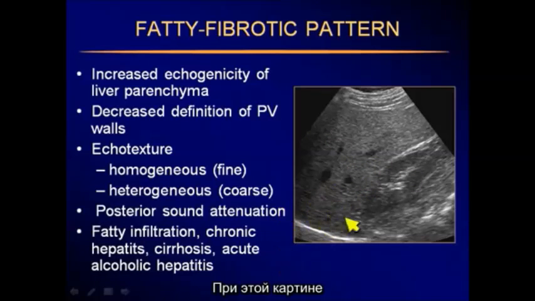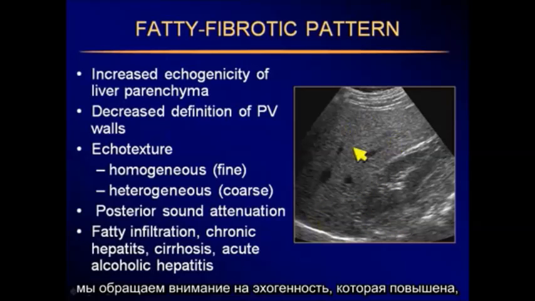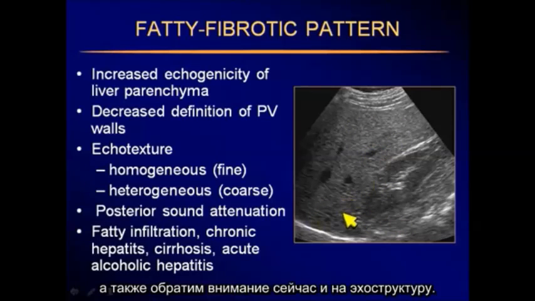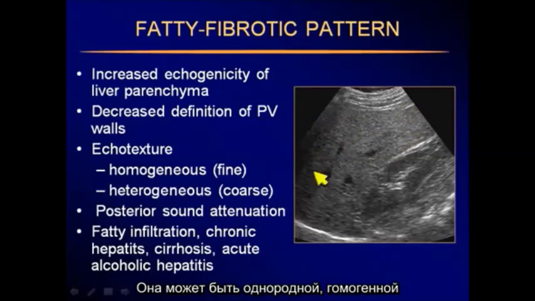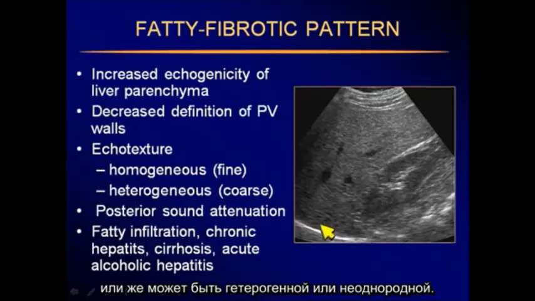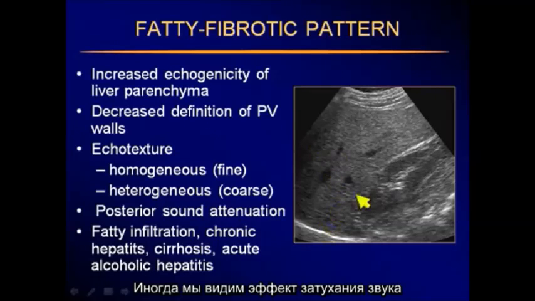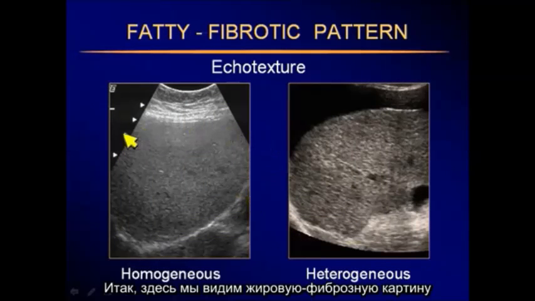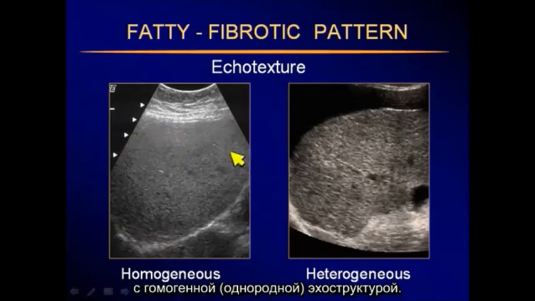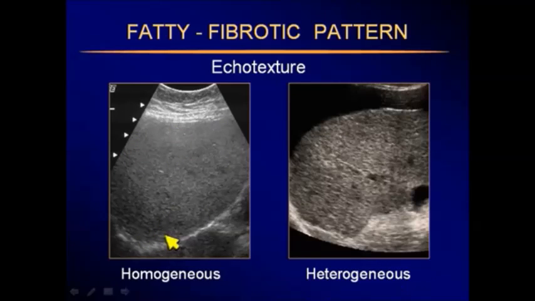In this pattern, we look at the echogenicity, that's increased, but then we have to look at the echo texture. It could be a smooth, homogeneous echo texture of the parenchyma, or it could be heterogeneous or coarse. Sometimes we see sound attenuation, and this type of pattern is usually seen with fatty infiltration, but also seen with chronic hepatitis and cirrhosis. So here's the fatty fibrotic pattern with the homogeneous echo texture.